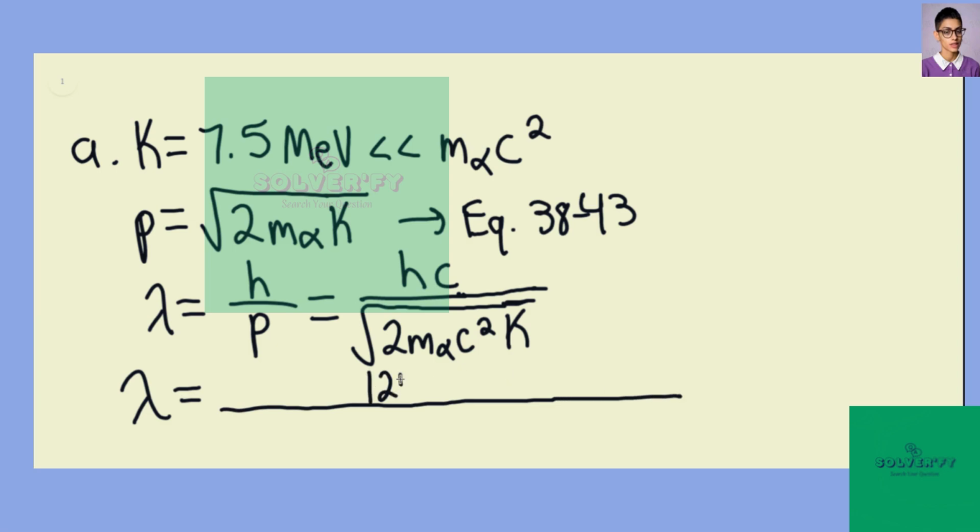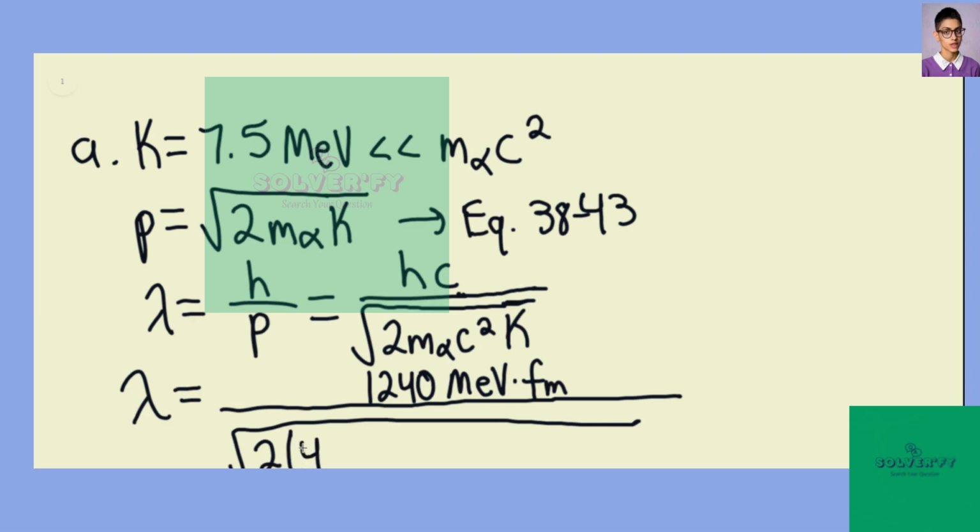The wavelength would be equal to 1,240 mega electron volts femtometer, instead of electron volts nanometer. And this would be divided by the square root of 2 times 4 atomic units, which is essentially the mass of the alpha particle, multiplied by m. However, now we are going to also substitute in for the energy per atomic unit. So this would be 931.5 mega electron volts per atomic unit.